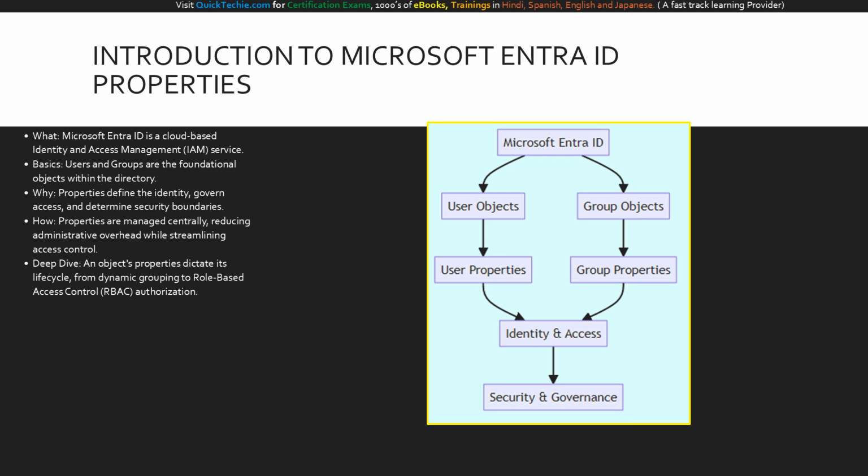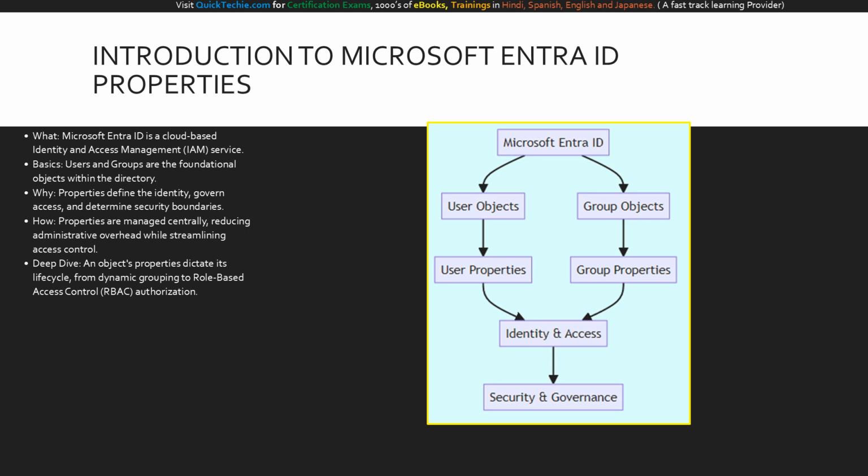Looking at this flowchart, we see Microsoft Entra ID sitting at the top as our core directory. From there, it branches into our two primary entities, user objects and group objects. Notice how both of these entities flow directly into their respective properties nodes. This visualizes that an object is essentially defined by its properties. Both user and group properties then converge into identity and access.